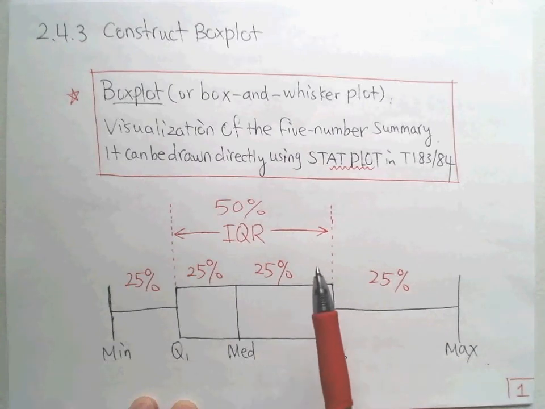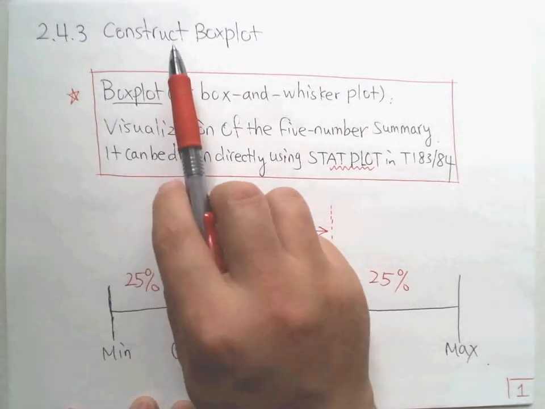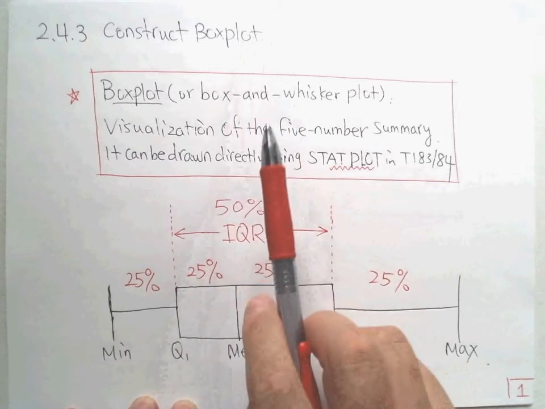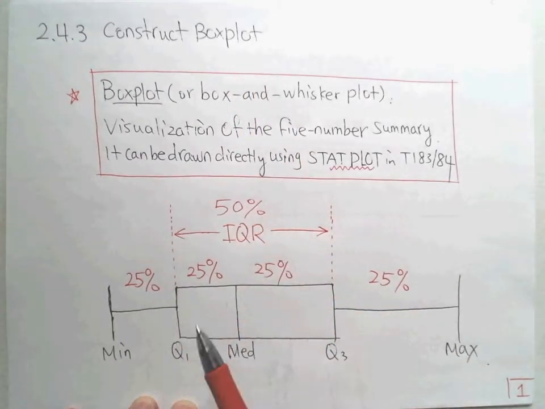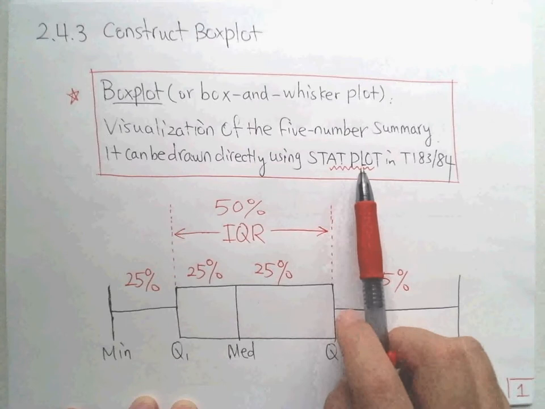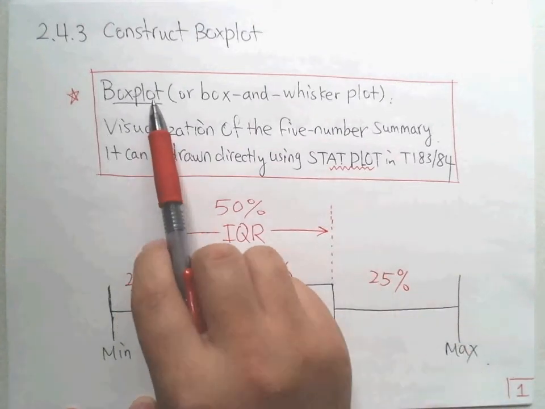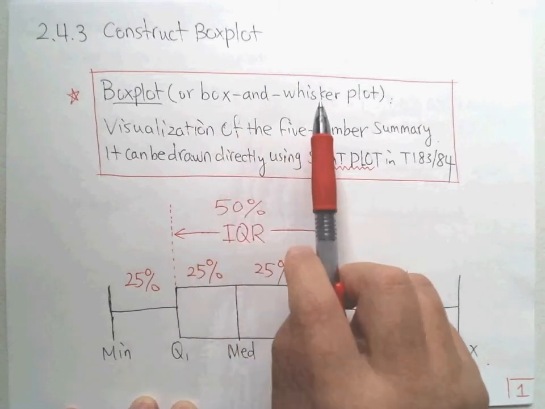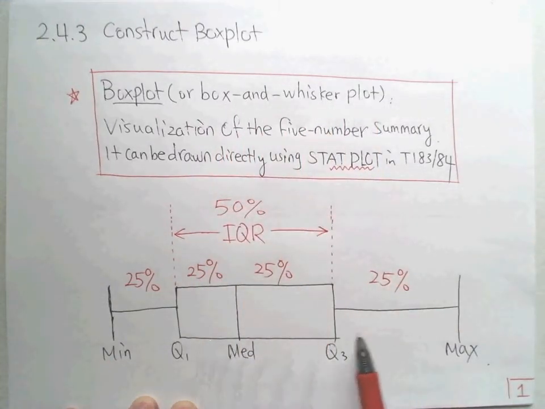In this lecture, I am going to introduce how to construct the box plot, either by hand or using a calculator. So first, what does box plot mean? Another name is the box and whisker plot. Here I'll give you an example. This we call the box plot. We have a box in the middle and whiskers on the two sides. What does this mean? We use this to visualize the data, especially the 5 number summary.